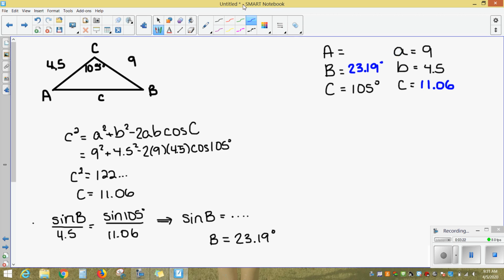Then, of course, once we know two of the three angles, we can take 180 minus those two angles to get the remaining angle, angle A. And we should find out it is 51.81 degrees.